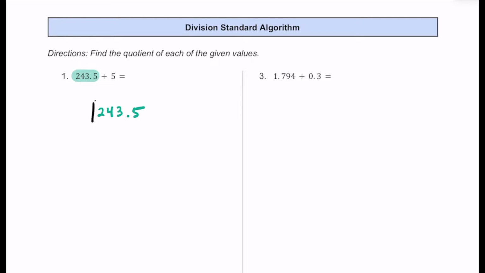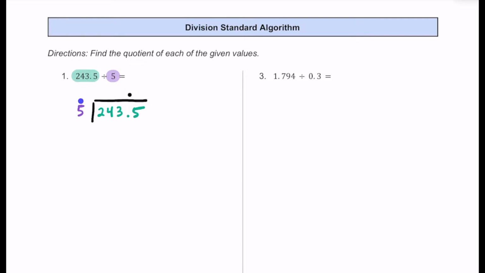And then on the outside of this, let's take our second number. This is going to be this 5 here. Now that is going to be our divisor. So we have our dividend on the inside and we have our divisor on the outside. Right away, we're going to take this decimal and bring it straight up and put it up top. So we're going to have a decimal right up top where our answer is going to be.